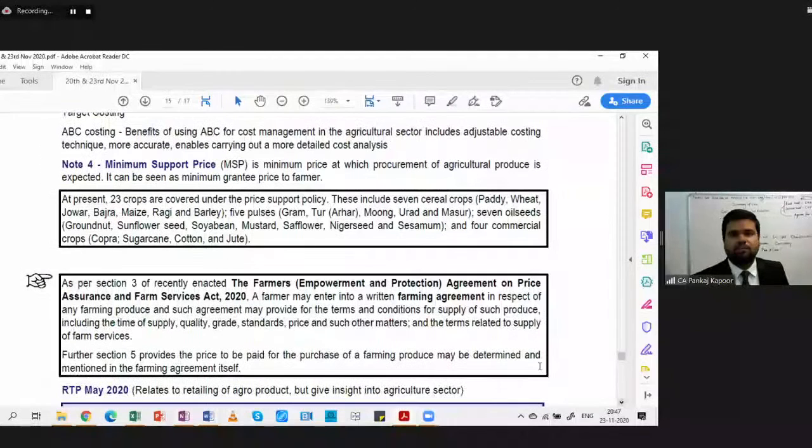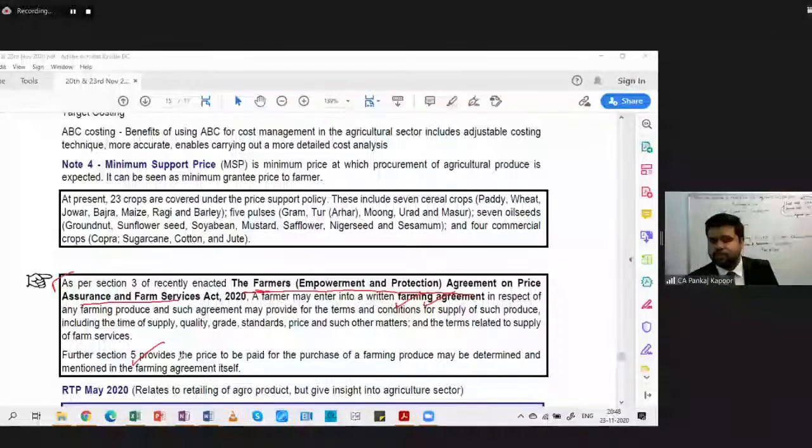The minimum spot price. A very relevant issue nowadays. Prior to moving into the minimum spot price, let me tell you one thing about the act which has just been enacted. The recently enacted acts related to agriculture are basically three acts. One act gives permission that contract farming can be done, and the name of the act is mentioned here. Section 3 allows that contract farming can be done, or a farming agreement can be signed. And Section 5 says that the price of the produce must be mentioned in the agreement.